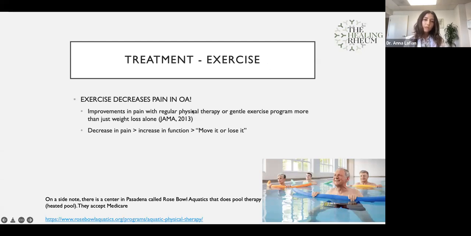There was a study done in JAMA, which is a very large medical journal. It's pretty prestigious. And there were significant improvements in pain in patients who were doing regular either physical therapy or a gentle exercise program. And a lot more efficacy than just weight loss alone. So yes, weight loss is very important for osteoarthritis, but regular physical therapy and a gentle exercise program is much more helpful. So obviously you'll have less pain, more function. And so, move it or lose it. That's a little thing I put there.